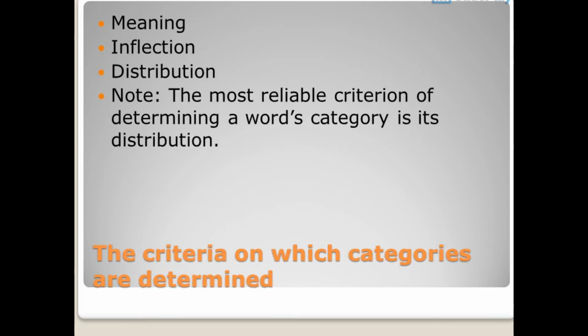The criteria on which categories are determined: meaning, inflection, distribution. Note, the most reliable criterion of determining a word's category is its distribution.